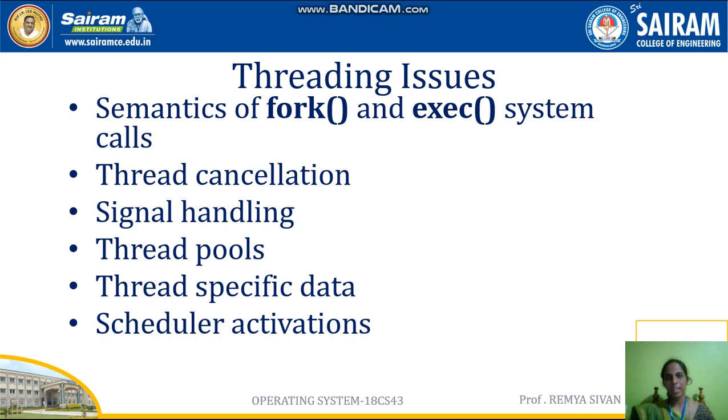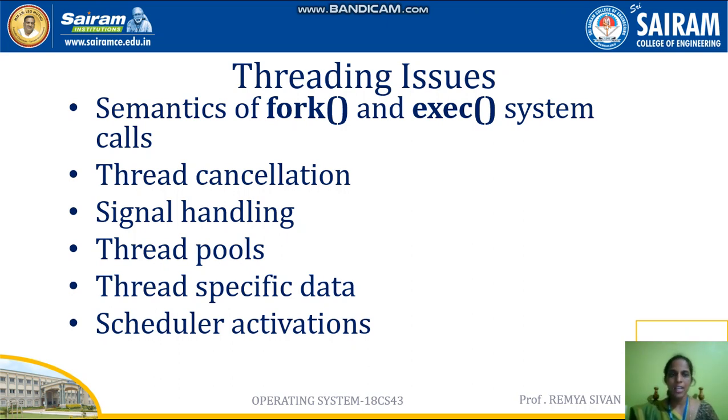And the next topic is threading issues. There are the semantics of fork and exec system calls. When you are calling fork and exec system calls, what is happening? And when you are cancelling a thread, how to take care of signal handling, what are thread pools, thread specific data, scheduler activation. So these are the important threading issues. We'll see them one by one.